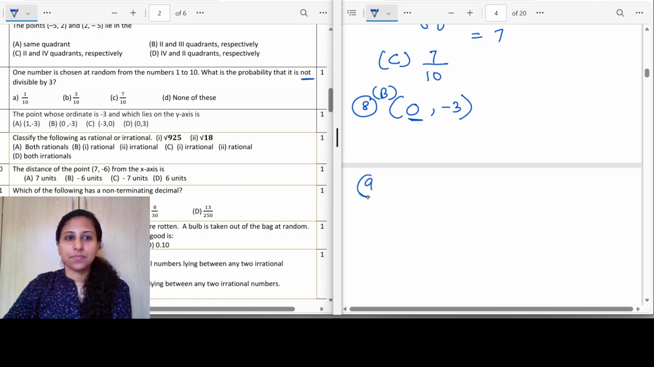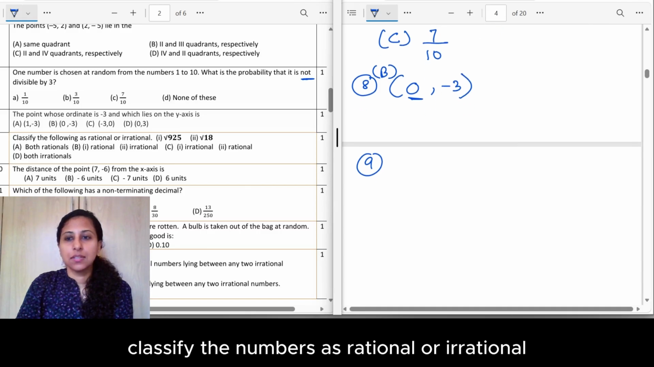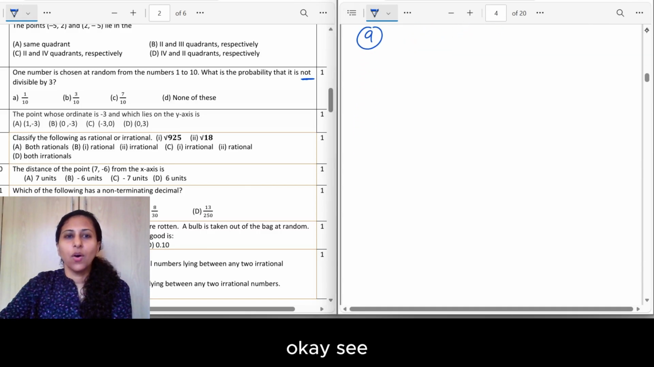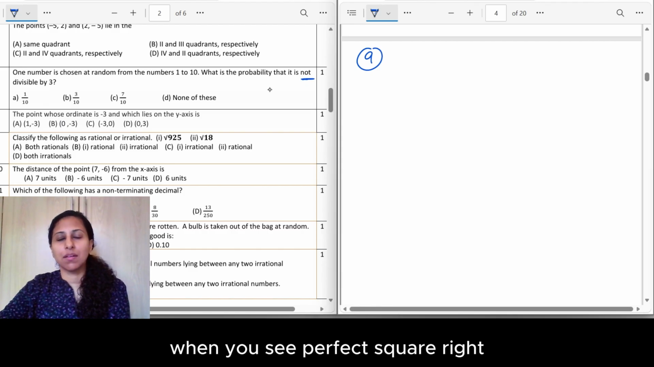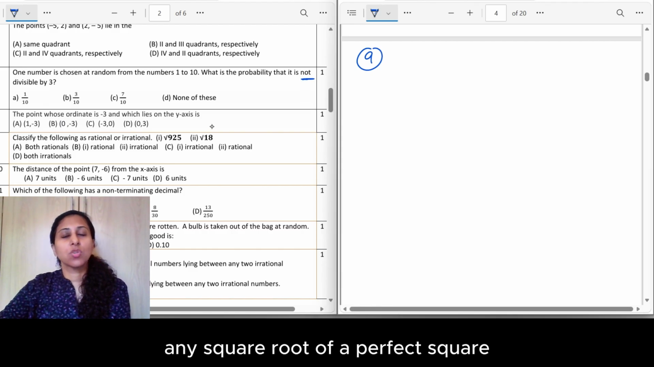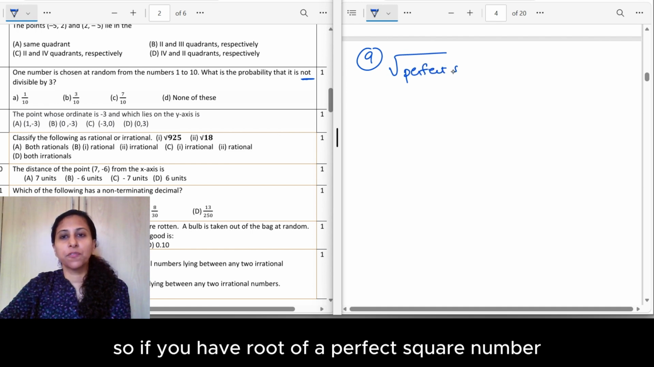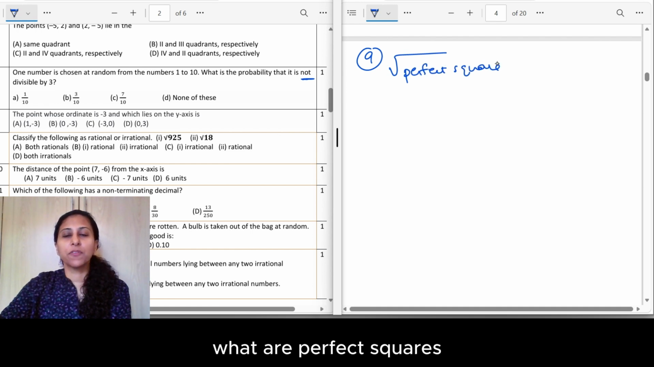9th question. Classify the numbers as rational or irrational. Okay, see, when you see perfect square, right? Any square root of a perfect square. So if you have root of a perfect square number, what are perfect squares?